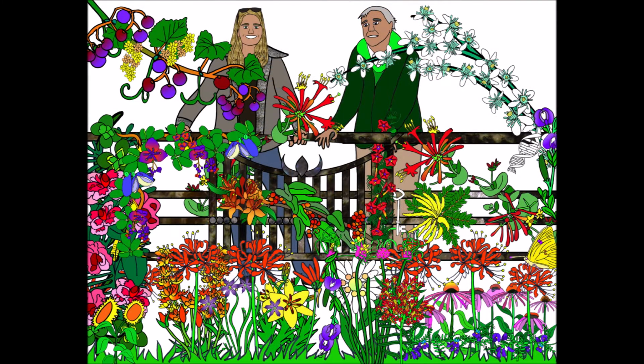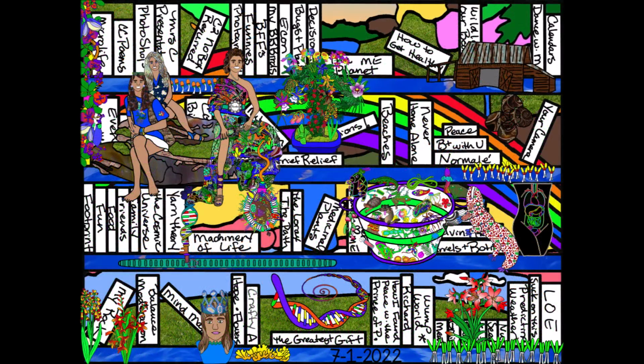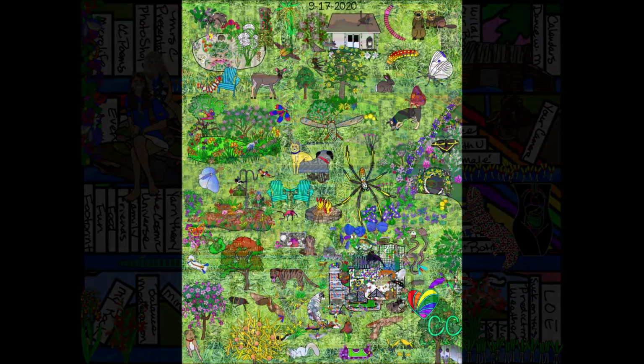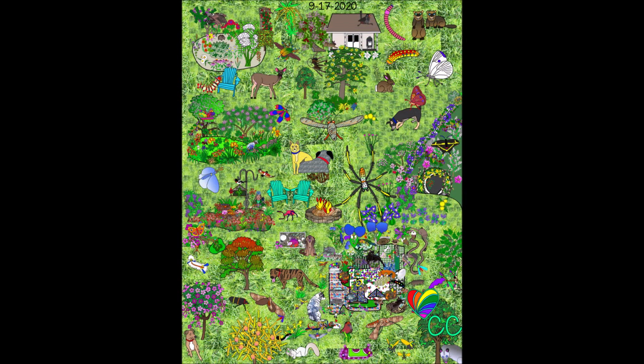So as an introduction, here are some picture pages that were inspired by David Attenborough and his understanding of life on Earth. This bookshelf is full of elements that I acquired from learning about life on Earth. Here's a map of my big backyard that includes elements of every kind of life on Earth.